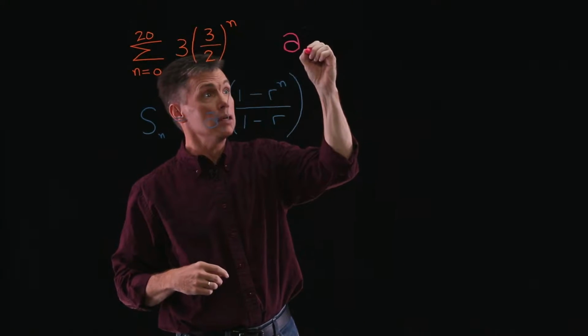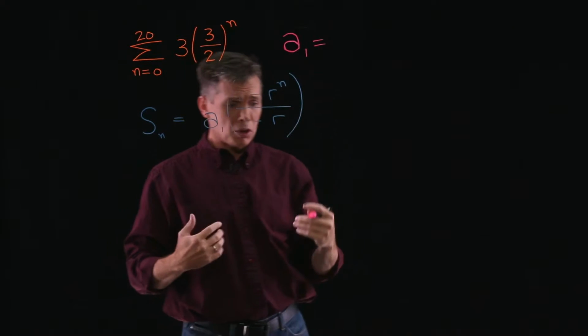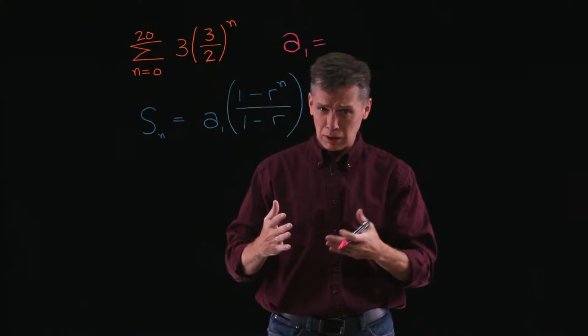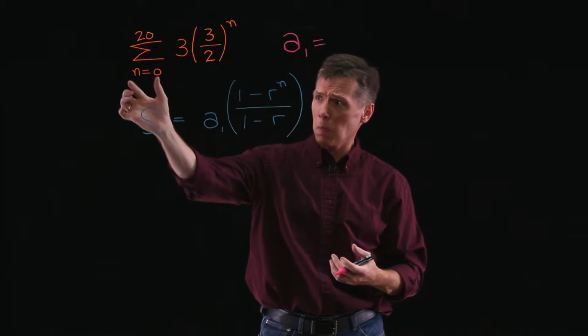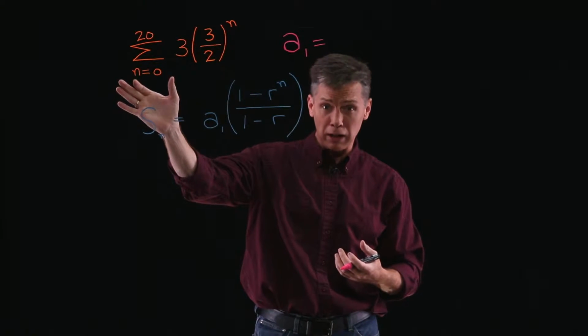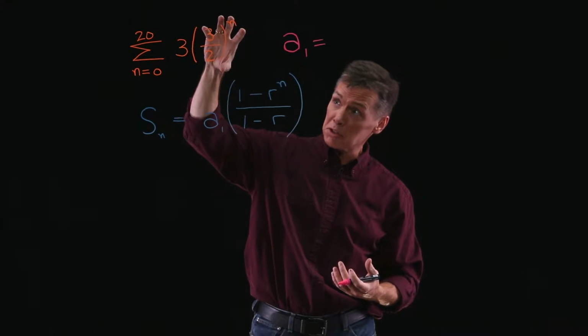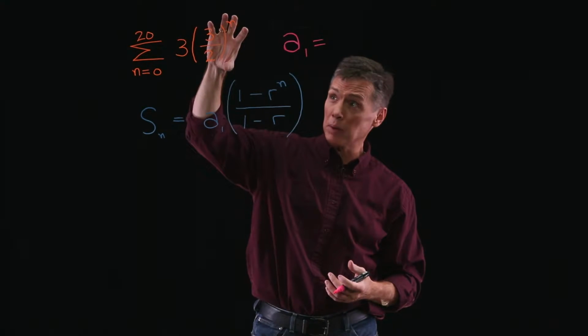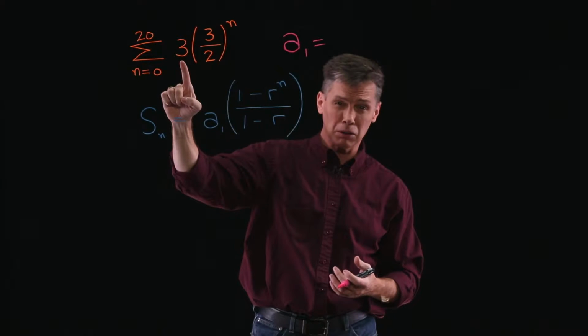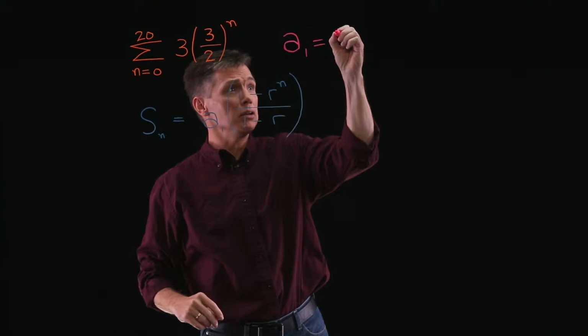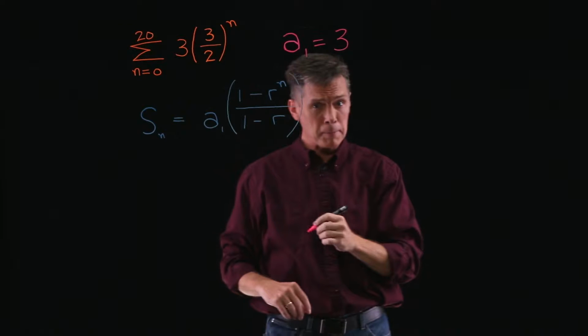We need an a1, which is always the first term of the sequence, right? So you can usually do this in your head where you're just plugging in that lower value for the index, 0. So that exponential expression is going to go to 1, being raised to the 0 power, and then multiplied by that coefficient of 3. So my a sub 1 equals 3.